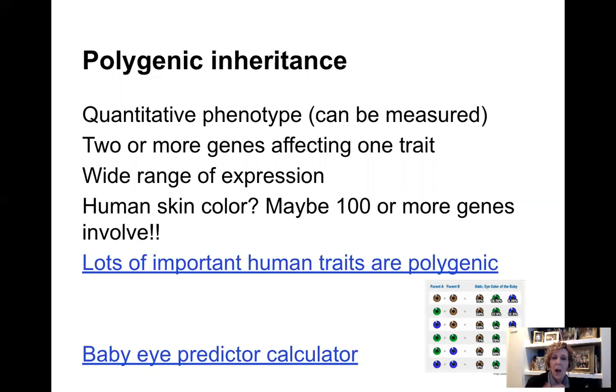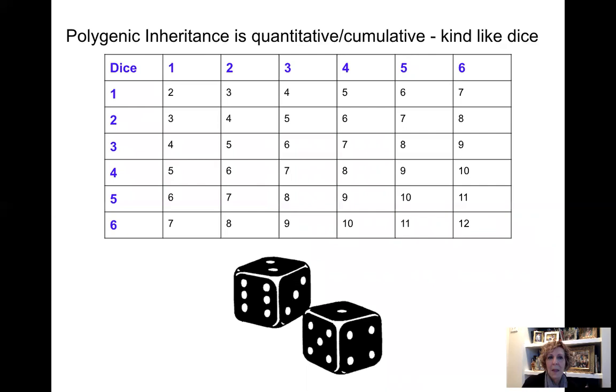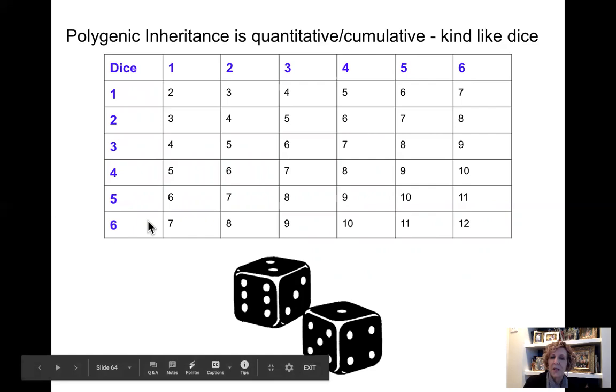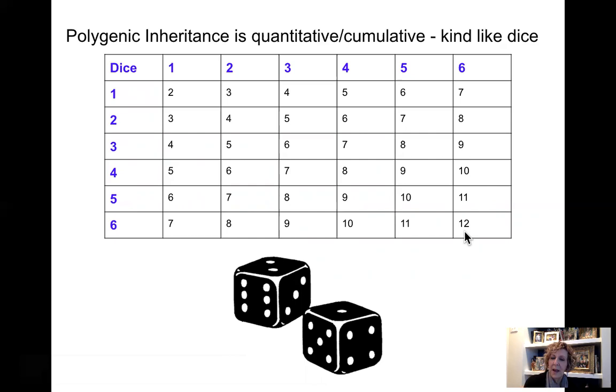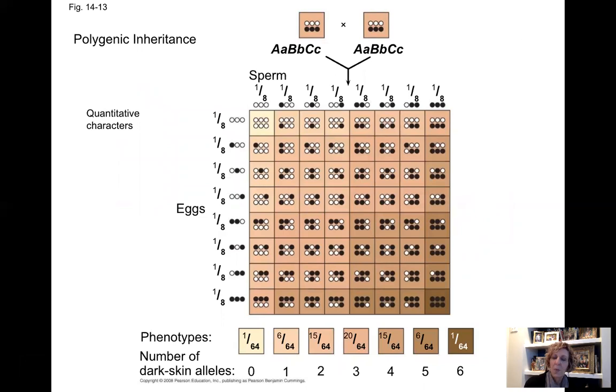You have a wide range of expression. And what's really cool is we're thinking for human skin color, there could be up to 100 or more genes involved. So it's very interesting. But polygenetic inheritance is cumulative. So it's kind of like dice, right? If you have these dice 1 through 6 and these other dice 1 through 6, if you sum these up, you can see that you can get a kind of a cumulative effect. And that is somewhat similar with polygenetic inheritance and skin color.